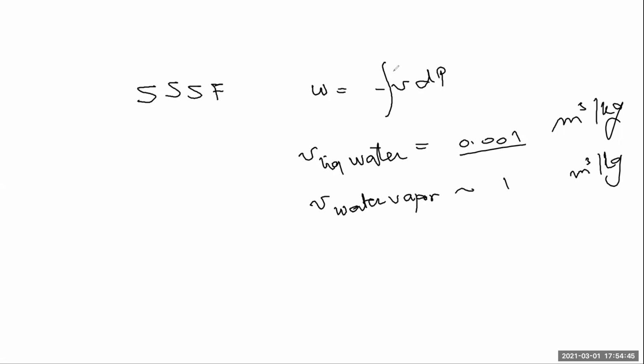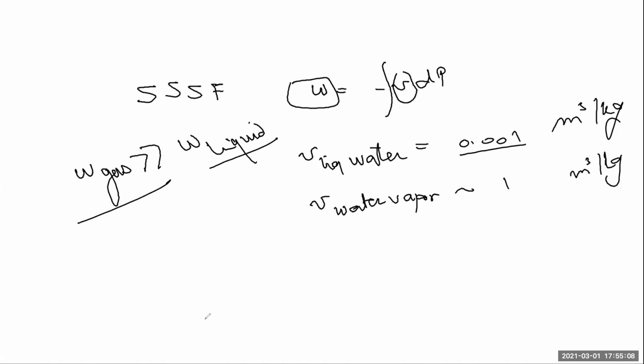So here you are talking about either putting a value of 0.001 or a value of 1, which means that the work can be several orders of magnitude higher if you are compressing gas or vapor. It's much higher than the work needed to compress liquid.